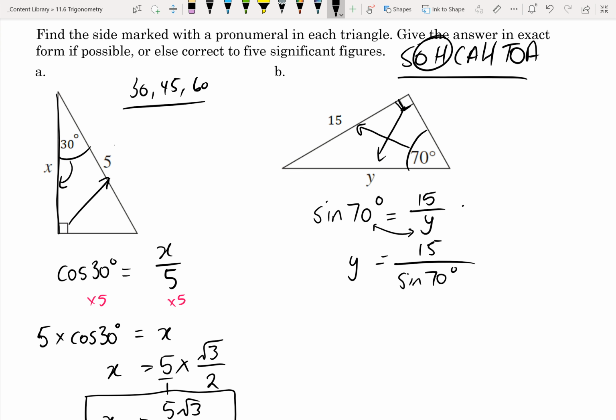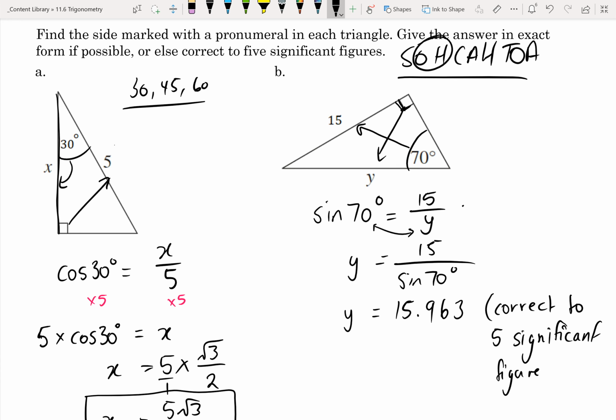Now for this one, we are going to have to use our calculator, and it asks us to round it to 5 significant figures. So 15 over sine 70, and make sure you hit your degree button. You should get an answer of 15.963, correct to 5 significant figures. That was an easy one because there were no zeros.